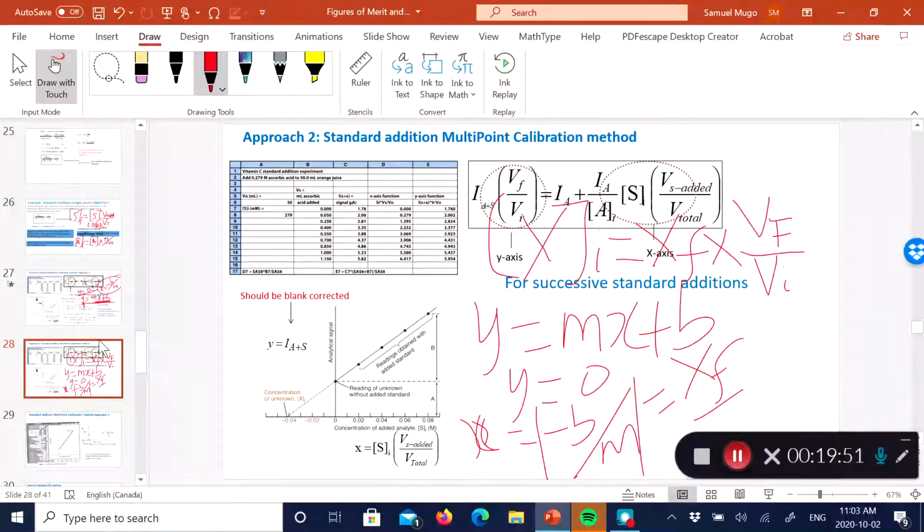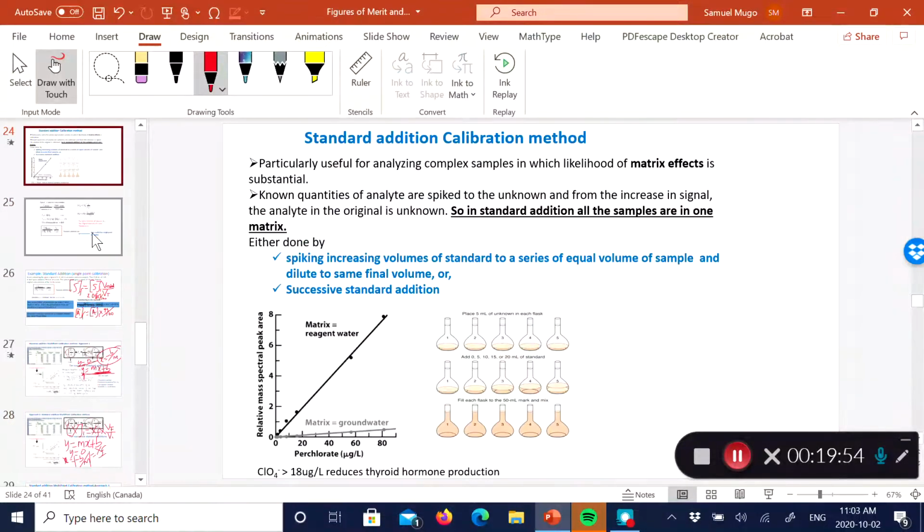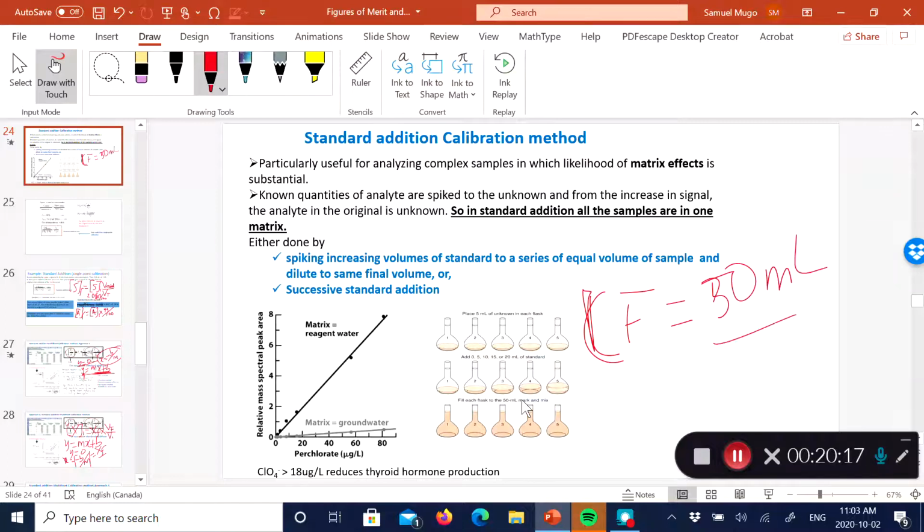Meaning, for example, in the problem that I had before, where you took 5 mL of your unknown, and then the total volume, assume, is a 50 mL volumetric flask. That means that the concentration factor in that case is going to be equal to 50 mL divided by 5 mL. Okay, so that's a concentration factor, meaning this is the V final divided by the V initial, which is the amount of sample that you actually added. Okay.